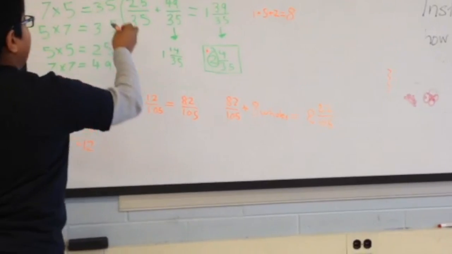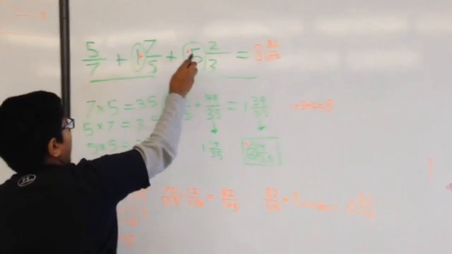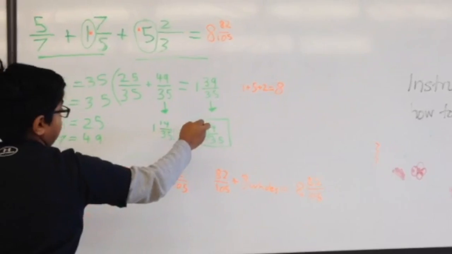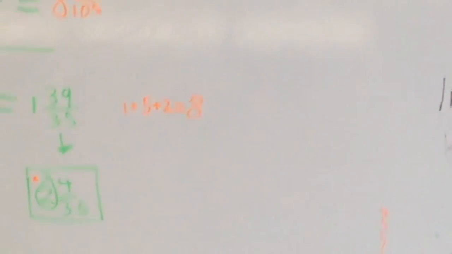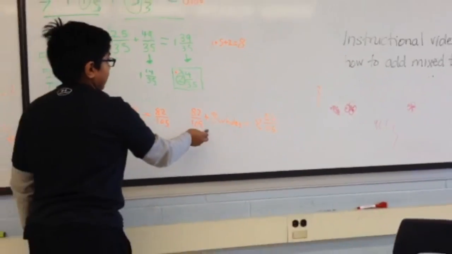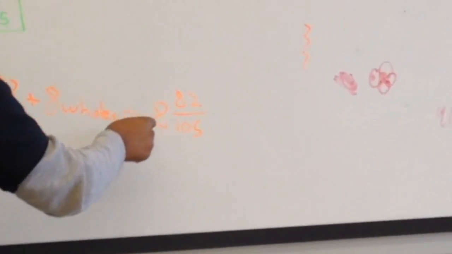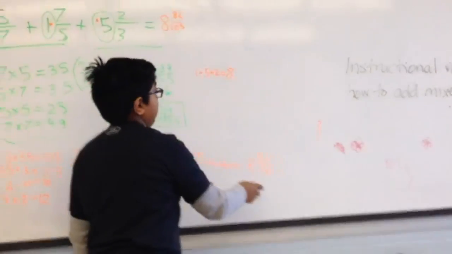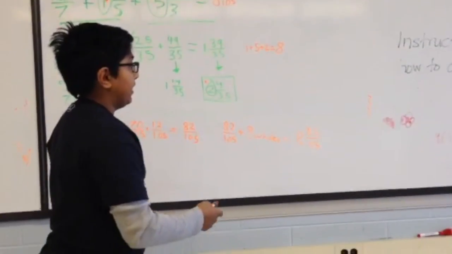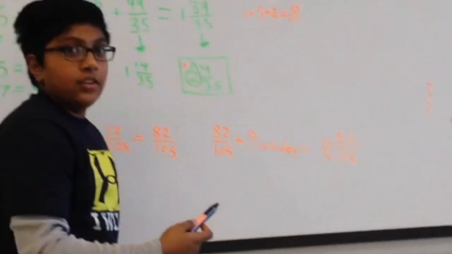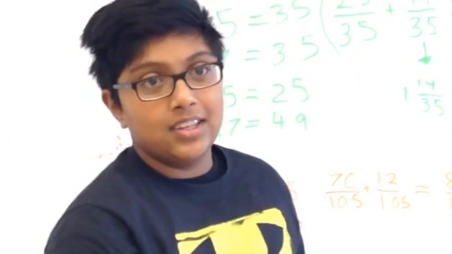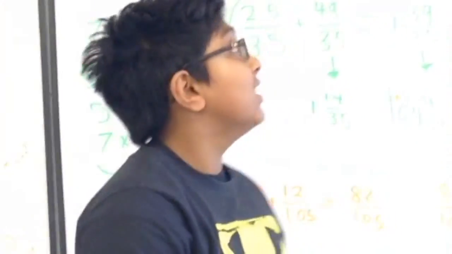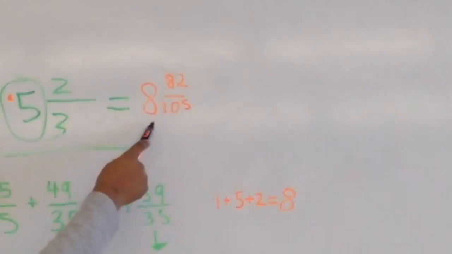And you see here, we have 1 whole that we didn't account for, 5 wholes that we didn't account for, and 2 wholes. So 1 plus 5 plus 2 equals 8 wholes. So we're going to add our 82 over 105 plus 8 wholes. It's going to give us 8 wholes, 82 over 105. And since you can't simplify 82 over 105, that is the simplest fraction. And the answer is 8 wholes, 82 over 105.